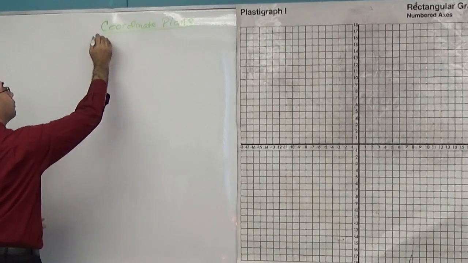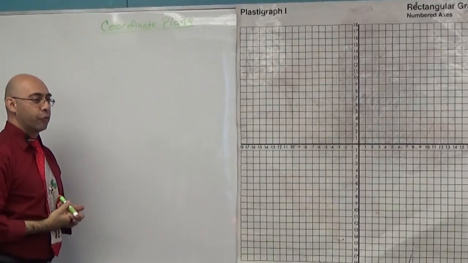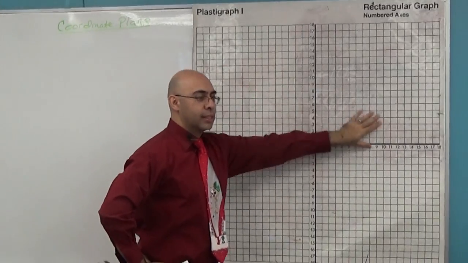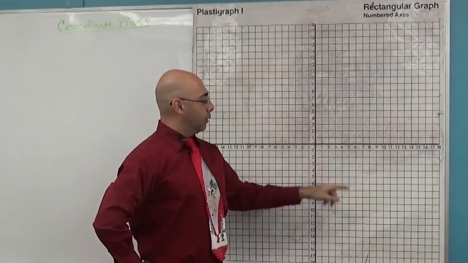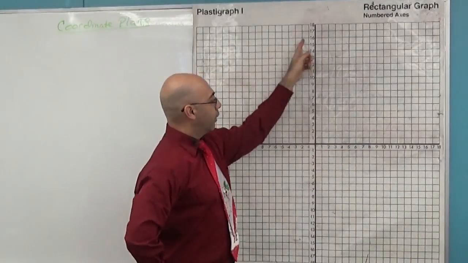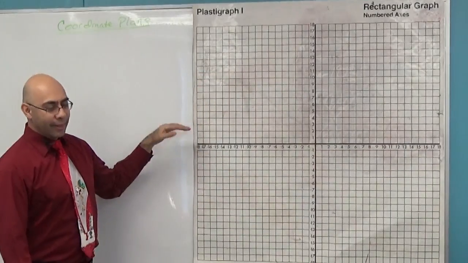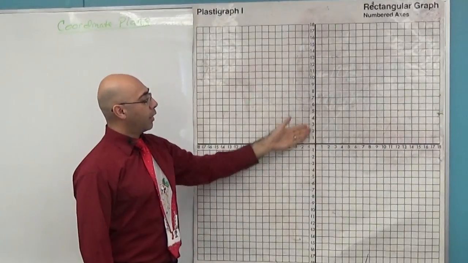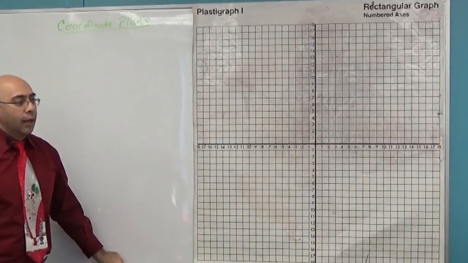If you don't know what a plane is, it's a flat surface, at least in mathematics. This is a flat surface, and it has coordinates: numbers here and numbers here. This is the horizontal axis, it goes across. This is the vertical axis, it goes up and down.